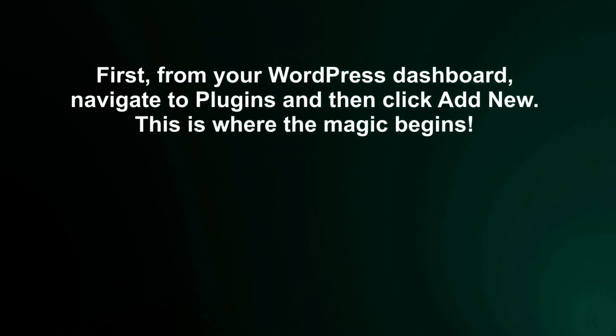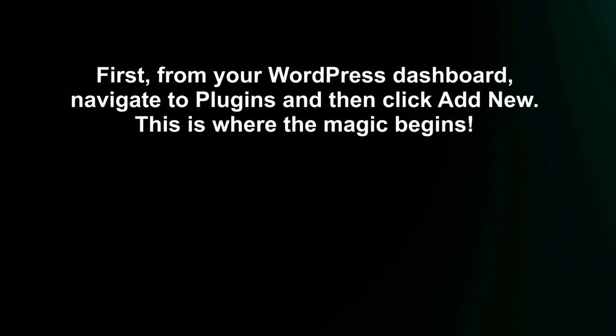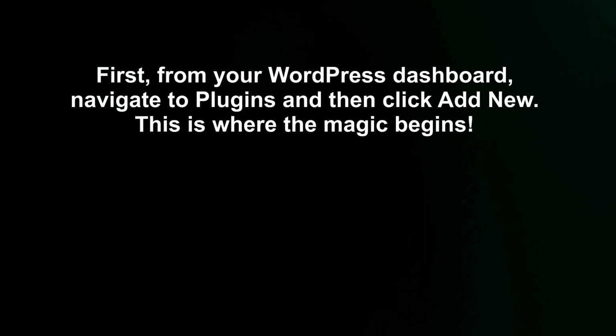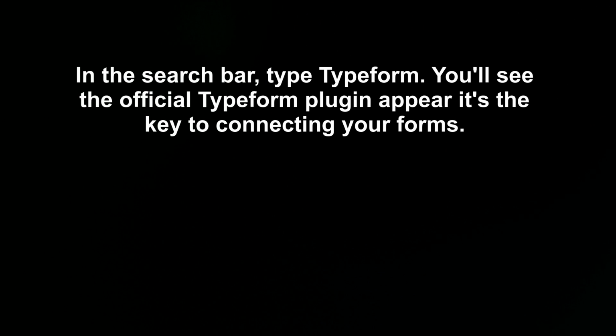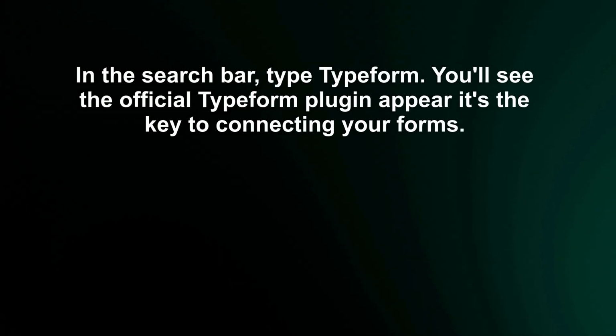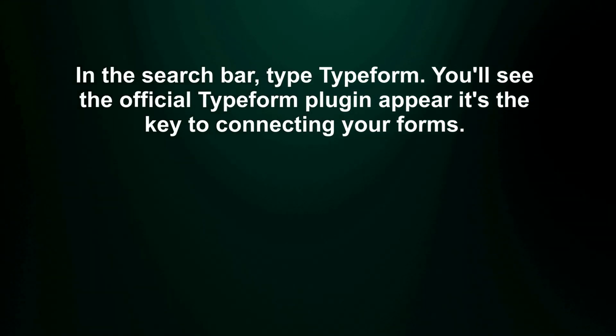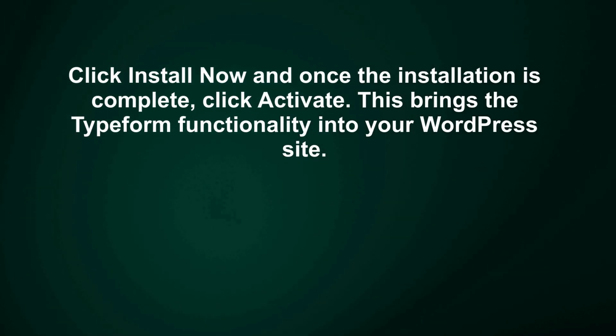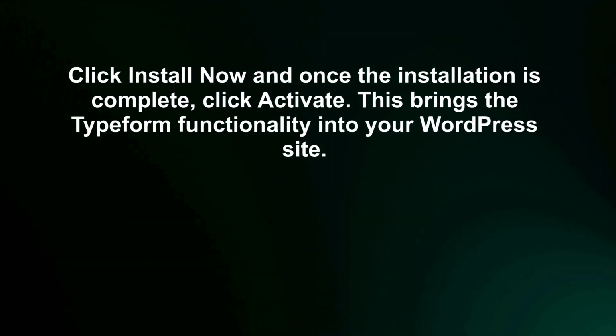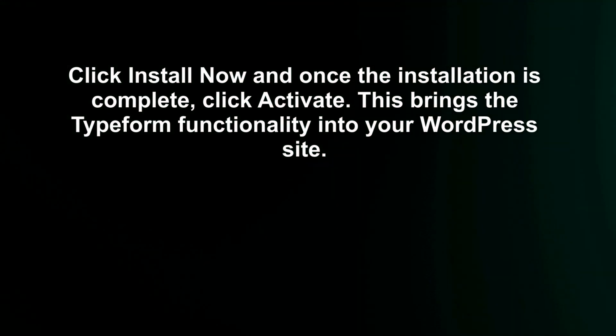First, from your WordPress dashboard, navigate to Plugins and then click Add New. This is where the magic begins. In the search bar, type Typeform. You'll see the official Typeform plugin appear. It's the key to connecting your forms. Click Install now, and once the installation is complete, click Activate. This brings the Typeform functionality into your WordPress site.